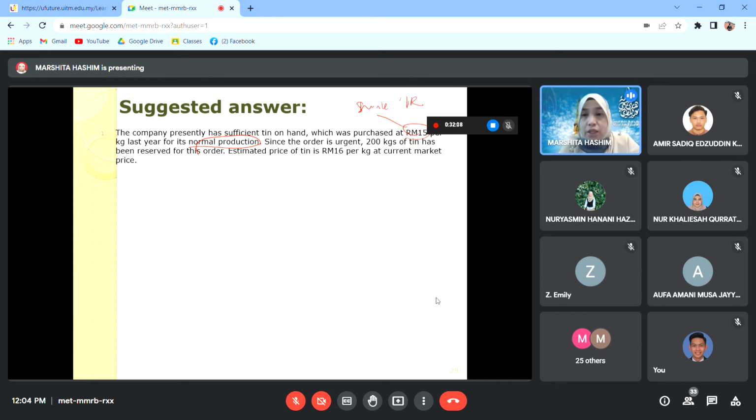Since the order is urgent, 200 kilograms of tin has been reserved for this order. Estimated price of tin is 16 ringgit per kilo at current market price. So 1 unit requires 1 kilogram. 1 kilogram, if you use, you need to replace. Why? Because it is for normal production. So when you replace, you have to pay at 16 ringgit.